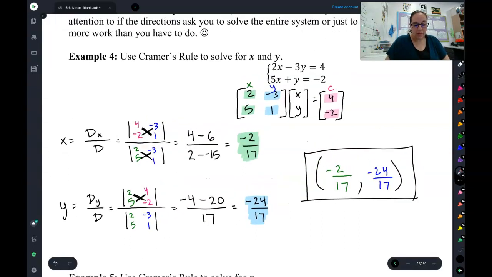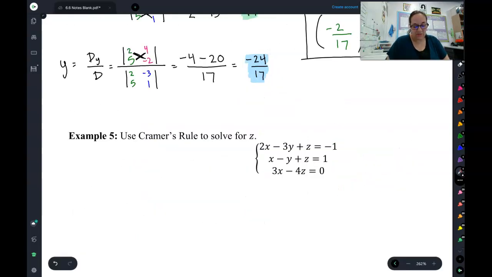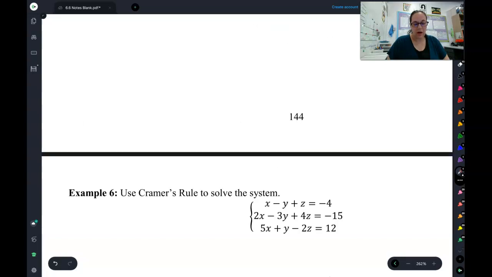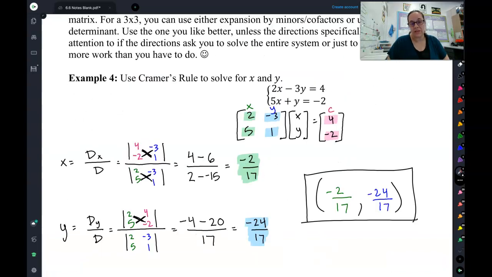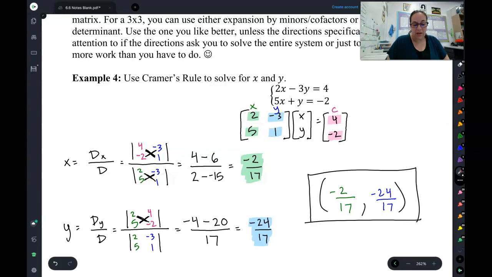So now that we've practiced with a 2 by 2, in the next video, we'll start looking at a couple more 3 by 3s. And that will be our last video for using Cramer's rule and determinants for lesson 6.6.